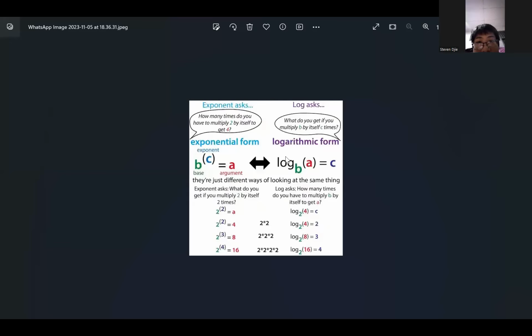Can you see my share screen? Yes, I can. Okay, I will explain the relationship between exponent and logarithm. The relationship between exponent and logarithms is very close because both are mathematical operations that reverse each other's order.